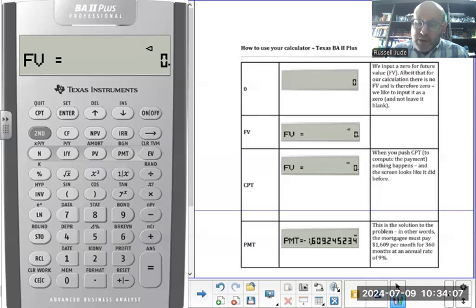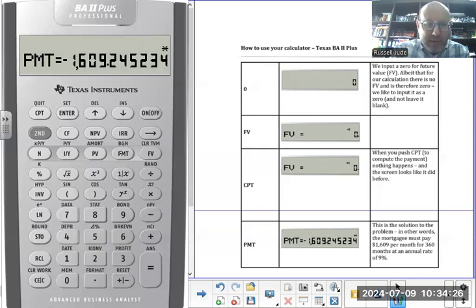I want to work out on this particular loan, how much am I going to be paying per month? So remember what we do in our time value of money calculation. I press CPT, but remember, when you push CPT, it doesn't change anything on the face of the calculator, but it has registered that you put compute, and you push payment. And what do you notice? The payment is $1,609, and remember, we are working on a monthly basis.